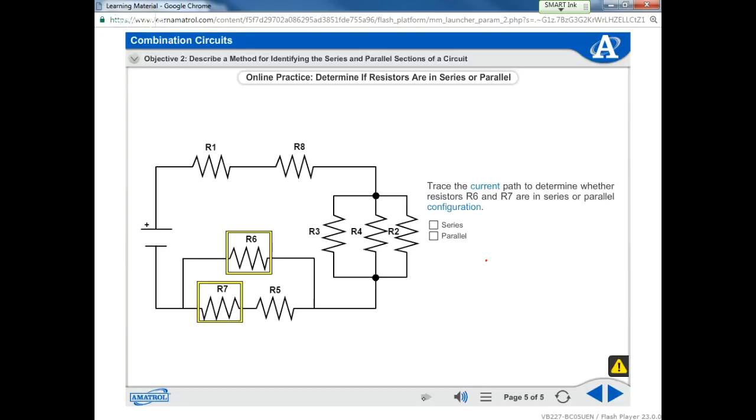But what is the relationship of R6 and R8? R6 and R8. Series. If it's back here, it's always going to be series. What's the relationship between R4 and R8? Series. Okay. So here we have parallel.